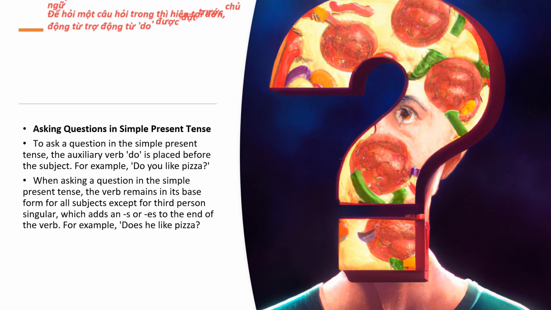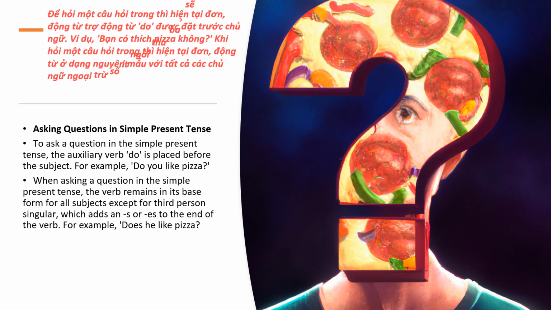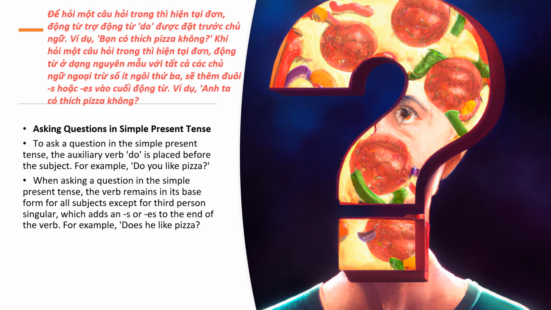Asking questions is an essential part of communication, and the simple present tense is commonly used for this purpose. When constructing a question in the simple present tense, the auxiliary verb do is placed before the subject. For instance, do you like pizza? In the case of the third person singular, does is used instead of do. For example, does he like pizza?